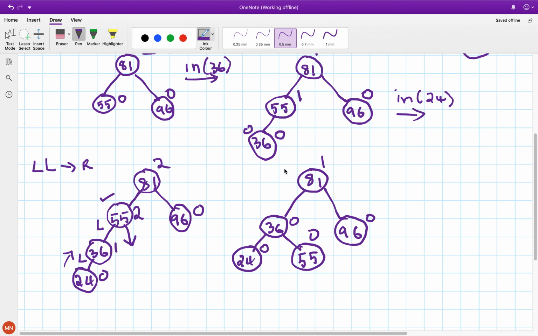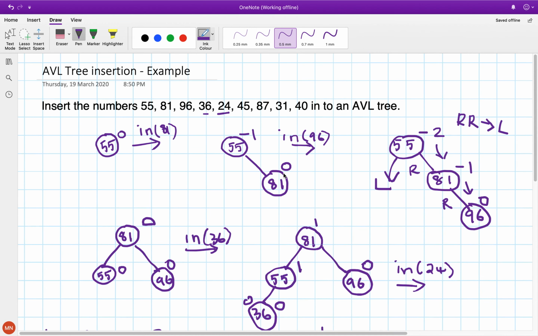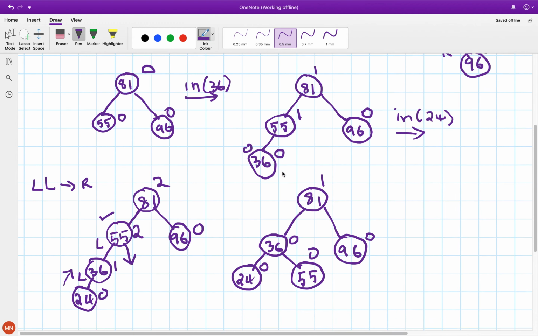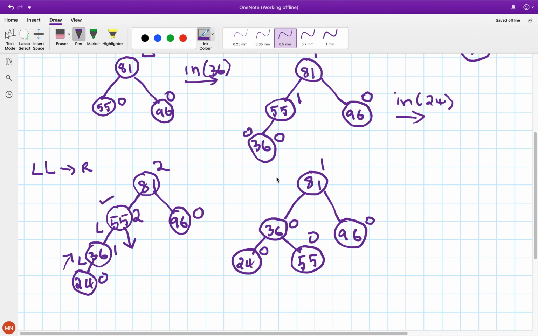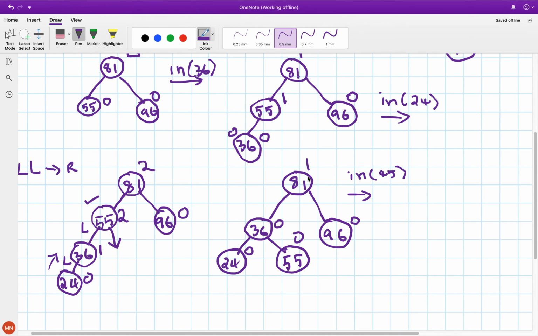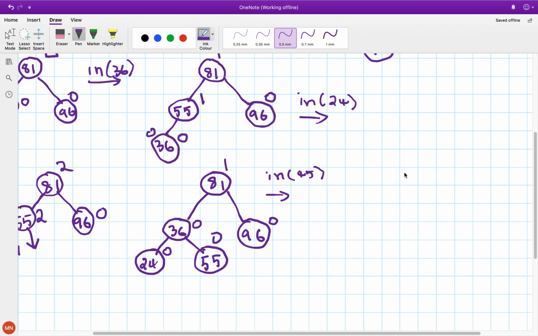Now the next number that we need to insert is 45. So in order to insert 45, we insert the number 45. So I'm writing it here. Now you can imagine where the number 45 will reach. So I will do it here. So I have the number 81, then I have the number 36, then 24, then 55, then 96.